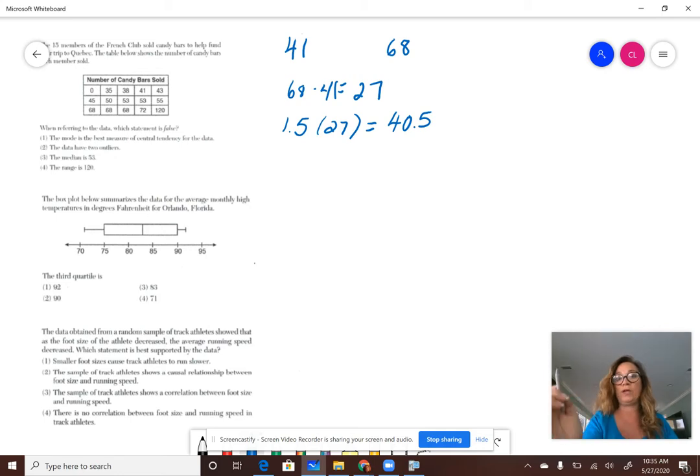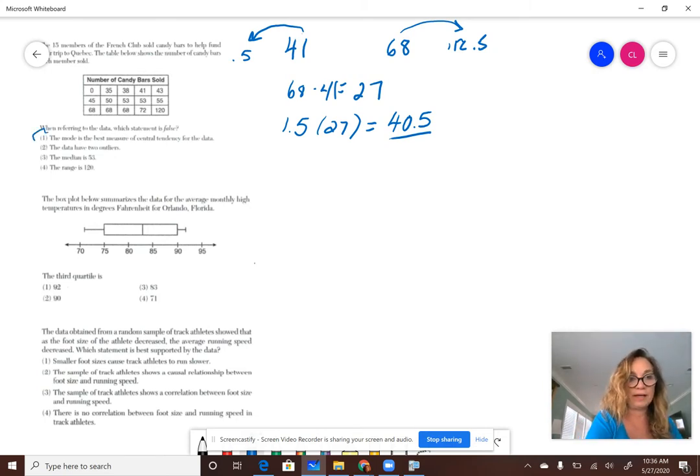So basically what you do is you go 41 minus 40.5, and anything that is before 0.5 is considered an outlier, which makes 0 an outlier. And then you take that 40.5 and you add it to the 68. That's 108.5. So anything bigger than 112.5 is indeed an outlier. So it does have two outliers. So again, choice 1 was the right one. Okay, third quartile, that's right here at the end of the box, and that's 90.